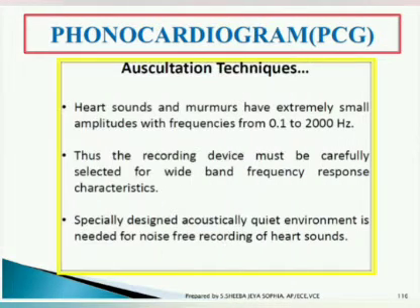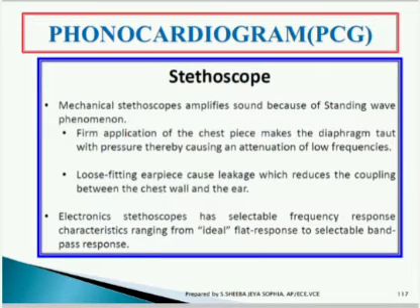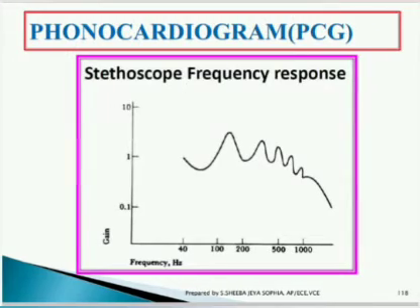Oscillation technique is the major one used for these PCG measurements, where heart sounds and murmurs have extremely small amplitude and frequency from 0.1 to 2000 Hz. So the recording device must be carefully selected for wideband frequency response characteristics. The stethoscope is one of the major equipment to find the heartbeat, lub and dub sound. This is the stethoscope frequency response.